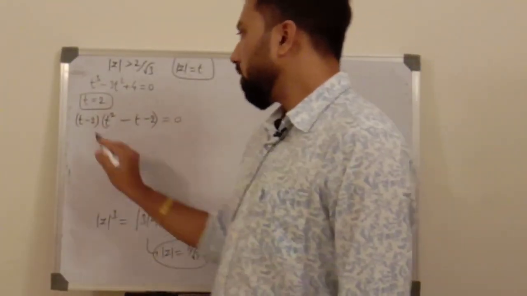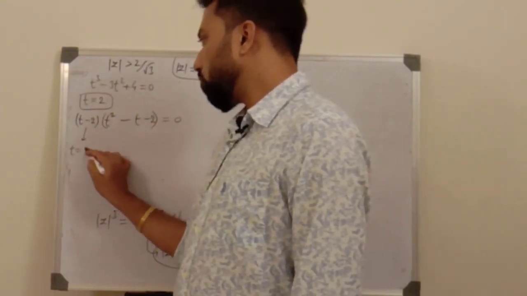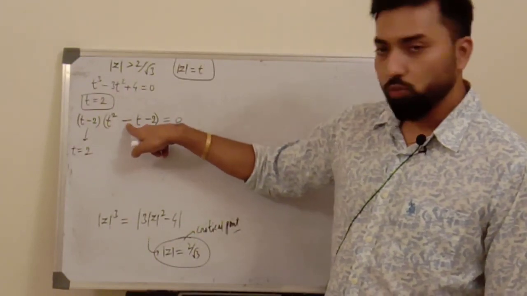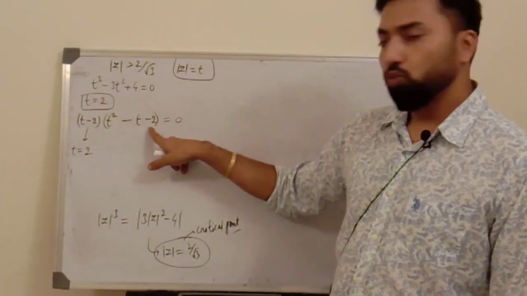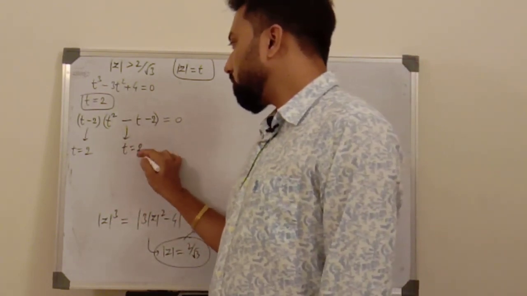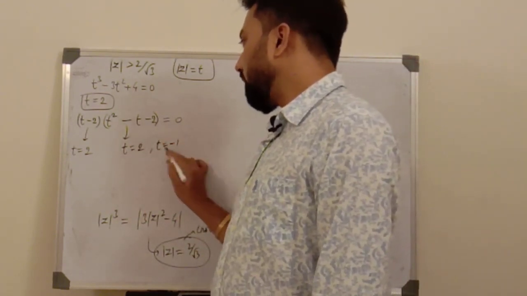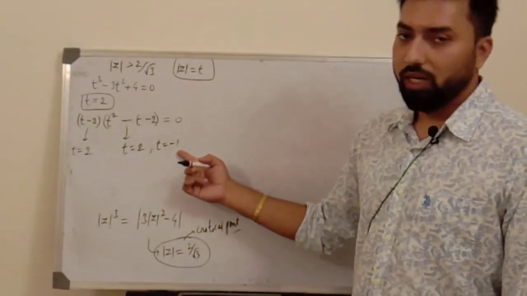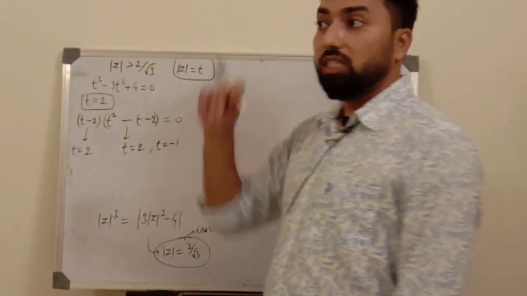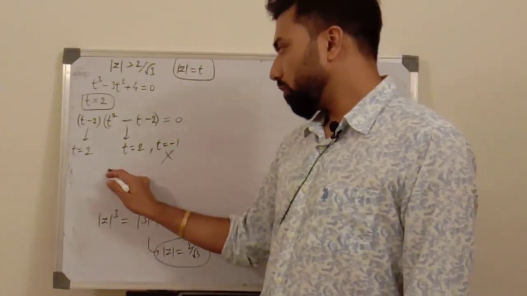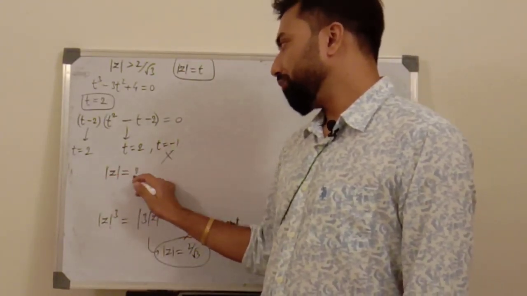Now this equals 0. From here we'll be getting t equals 2. Now we can see about this quadratic, sum is plus 1 and product is minus 2. So the roots are 2 and minus 1. So from here we'll be getting t equals 2 and t equals minus 1. See, modulus of z is t. So modulus z equals minus 1 is not acceptable because distances are never negative, right? So this is gone.